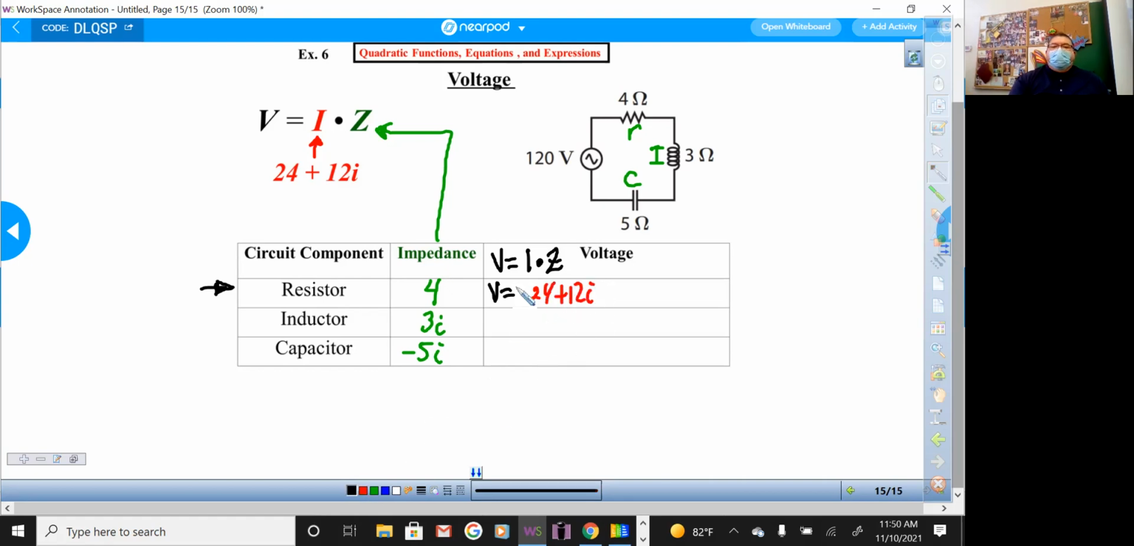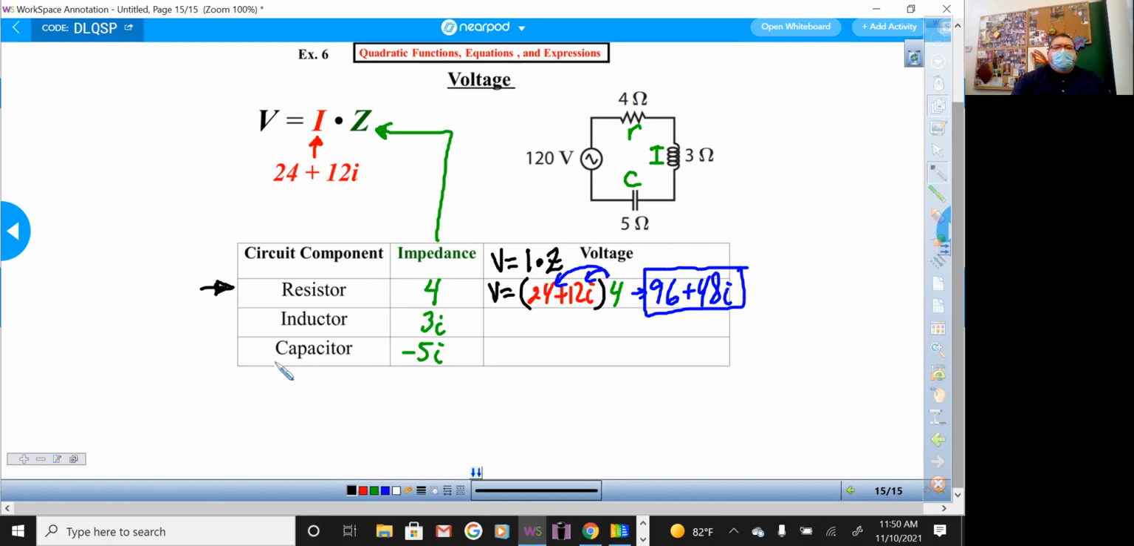And we're going to multiply that times the impedance. What is the impedance of the resistor? 4. So that means I'm going to distribute that in here and in here. And that gives me, let's see, 4 times 24, that's 96. And 4 times 12i, that's 48i. And this is the voltage going through the resistor. You're like, that's straightforward. Yeah.